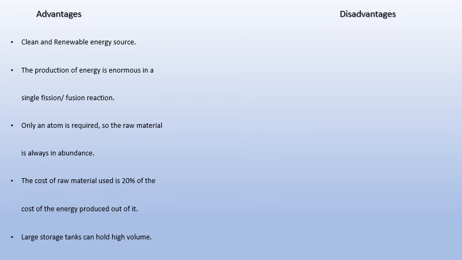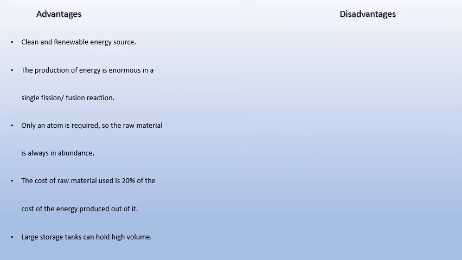So even if you have very little uranium, you just need one atom. So obviously the raw material you have is in abundance. Because the amount of raw material you use is very little, the raw material you have will always be abundant. The cost of raw material used is 20% of the cost of energy produced out of it.